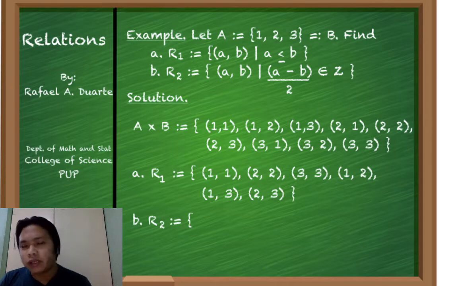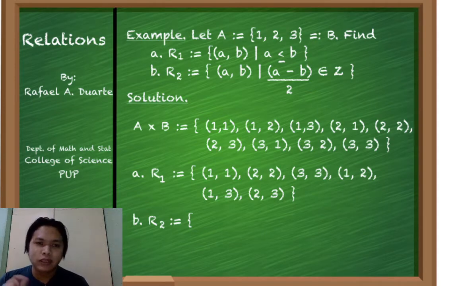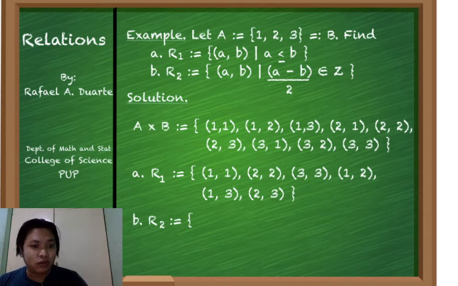So, for R2 naman, ang condition ng tuple natin to be part of the relation 2 or R2, dapat pag minus ko si B kay A, tapos dinivide ko kay 2, dapat integer. Or, in other way, dapat the result when I do that ay hindi fraction. Yun lang yun. Dapat hindi siya fraction.